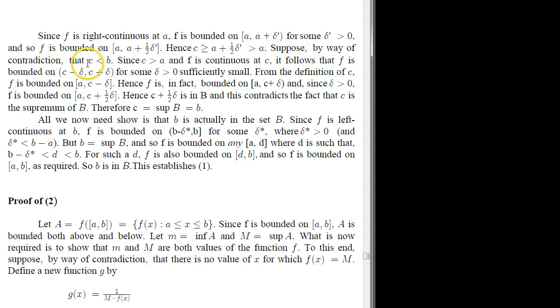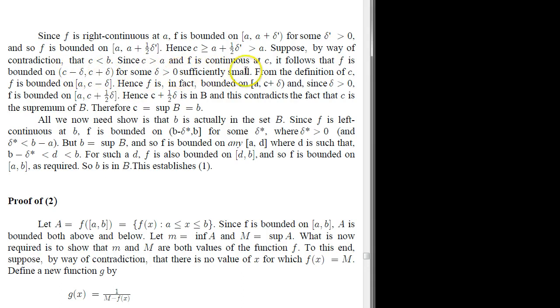Suppose by way of contradiction now that c is less than b, because we want to show that c, the supremum of the set B, is equal to b, don't we? So let's suppose for contradiction that c is less than b. c is greater than a then, because we just said that here. And f is continuous at c. It follows that f is bounded on this segment for some delta, isn't it? By the previous video.